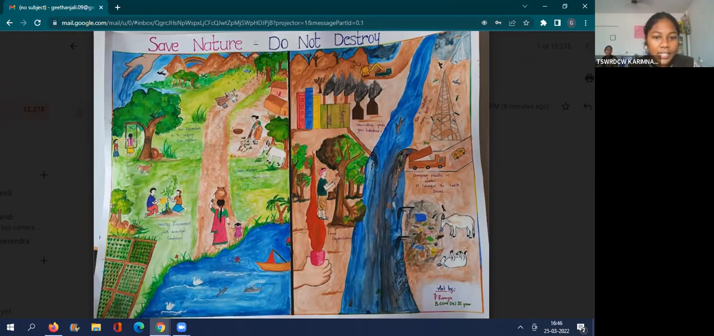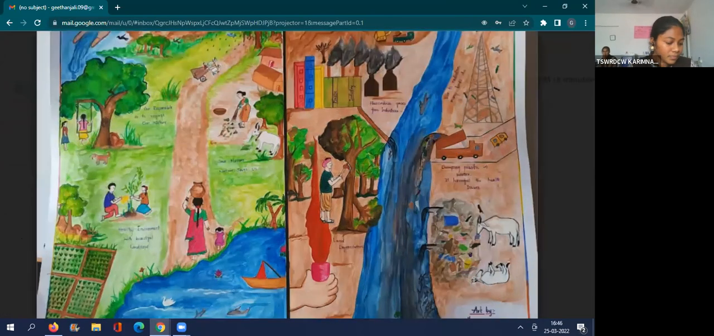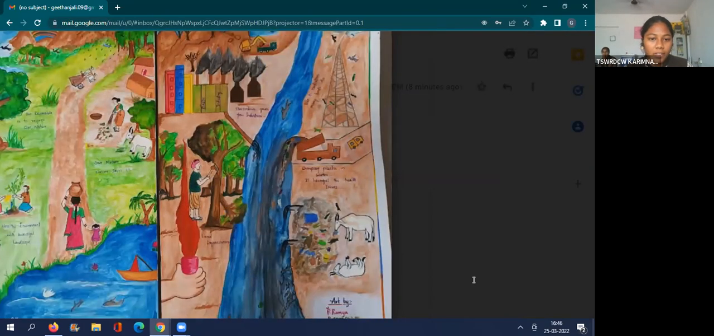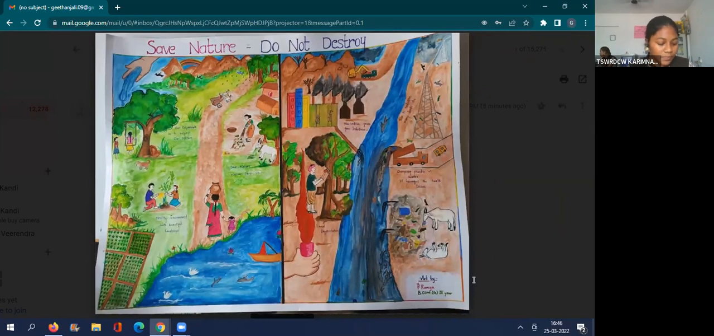When we save nature, the same nature saves us. There is a healthy environment with a beautiful landscape. Whereas in the second picture, do not destroy. A polluted environment is destroying nature by harmful activities, like dumping plastic, deforestation, hazardous gases from industry, and polluting the water by dumping industrial waste. Due to the greedy nature of human beings, destroying nature for a luxurious life is inviting harmful health issues.